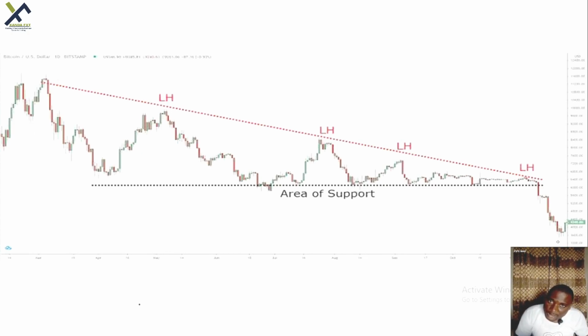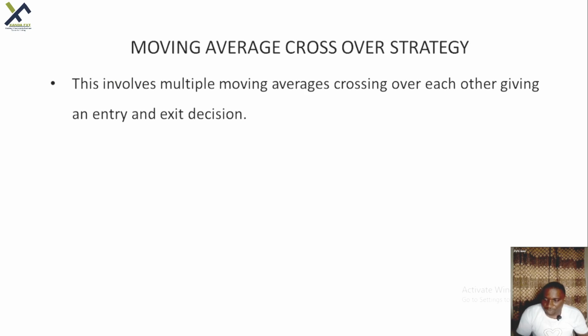Now let's go to the next pattern. Now we have the moving average crossover strategy. Now this involves when multiple moving averages cross each other, giving you an entry and exit decision. Once there is a crossover of the moving average, it is a signal either to enter or to exit a trade. Now let's look at the chart and see how to make the best entry and exit decision using the moving average crossover strategy.